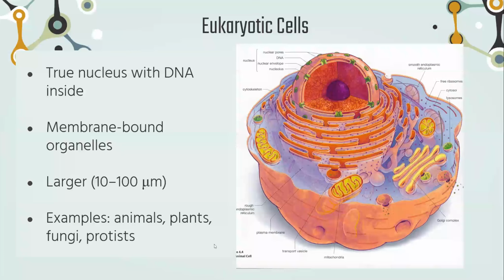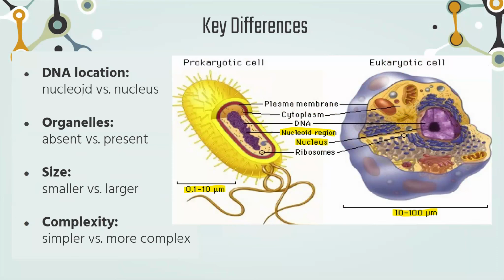There's another type of cell called eukaryotic cells, which humans have. They have a true nucleus, which looks like this, with DNA inside. They do have membrane-bound organelles, and they're much larger than prokaryotic cells, around 10 to 100 micrometers. Some examples of organisms that contain these cells are animals, plants, fungi, protists, and so on.